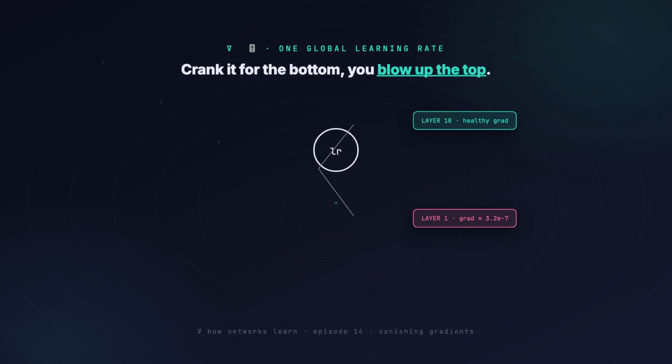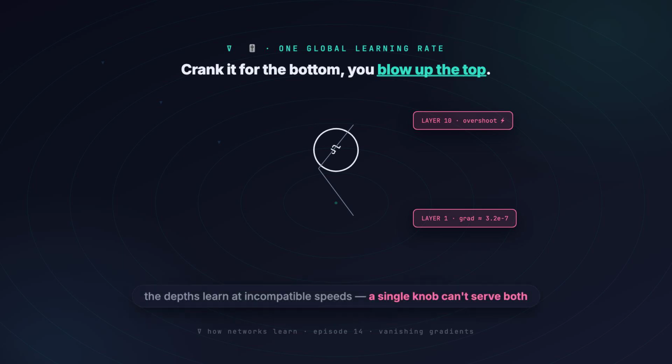Let's bust the one that sounds smart: just raise the learning rate to compensate. If layer 1's gradient is a million times smaller, crank the learning rate a million times and balance it out, right? No, because that same learning rate hits every layer. Layer 10, which is getting a perfectly healthy gradient, now gets a million times too large a step and explodes. One global learning rate cannot be simultaneously huge for the starved bottom and gentle for the healthy top. The depths are learning at incompatible speeds, and a single knob can't serve both.